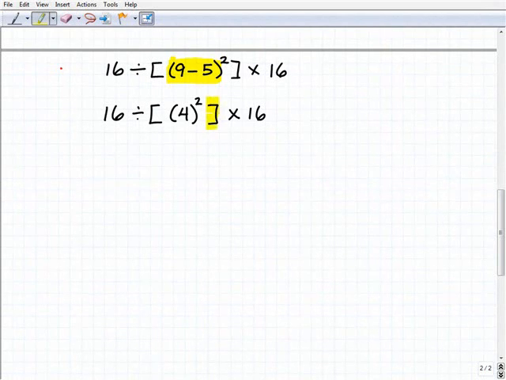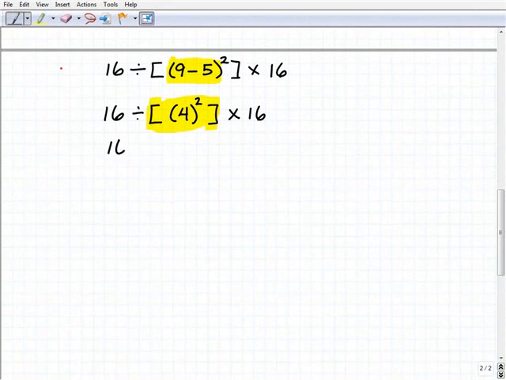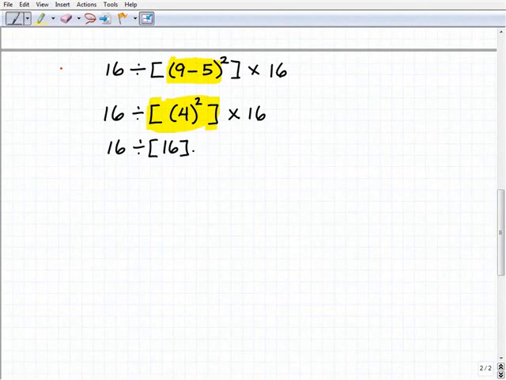Well, I still have to work inside of whatever parentheses remain. So these brackets are basically, like I said, parentheses or grouping symbols. So I have to work on this 4 squared. And notice I'm just rewriting everything nice and neat. So this will be 16, and I'm going to put a bracket. You can use parentheses, by the way, if you'd like at this point, but it's up to you. So it's going to be 4 squared inside of the brackets, which is 16, times 16.